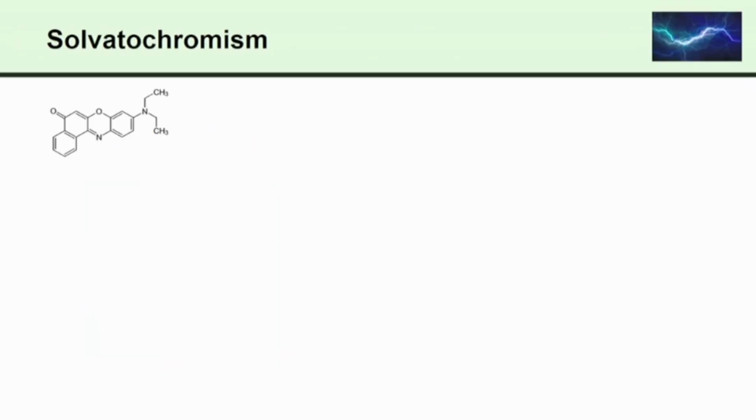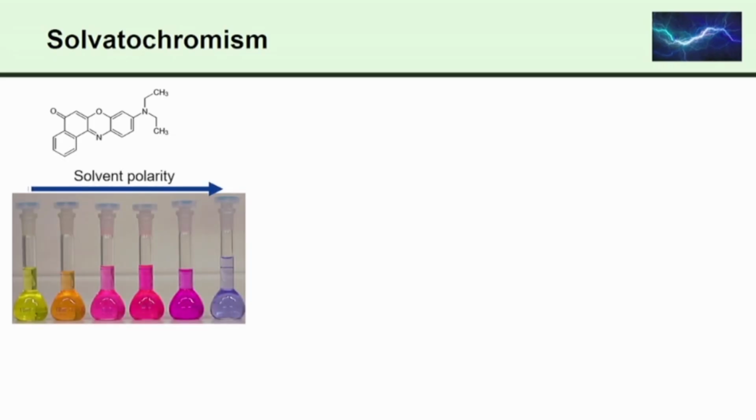So let's start with solvatochromism. This is a very well-known dye. It's called Nile red. You can buy it. If you dissolve this dye, the same molecule, in different solvents that go from cyclohexane, the yellow, to dimethyl sulfoxide, the blue solution, you see the color of the solution changes a lot. The molecule, the dye, the chromophore, call it as you want, is exactly the same, but the color of the solution changes with the solvent polarity.